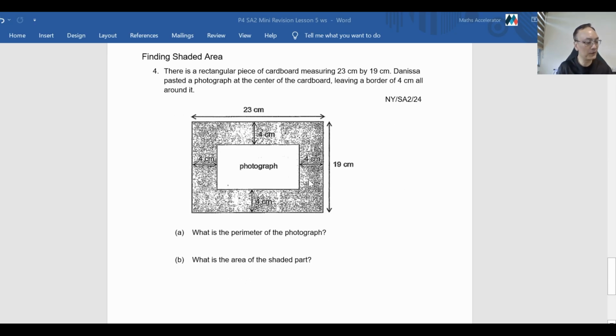Right, in this question, we're going to find the area of the shaded part. There is a rectangular piece of cardboard measuring 23 cm by 19 cm. Denisa pasted a photograph at the center of the cardboard, leaving a border of 4 cm all around it. A. Find the perimeter of the photograph, and B. Find the area of the shaded part.